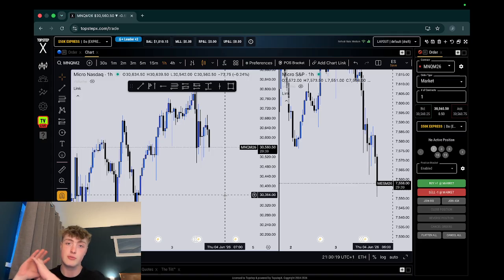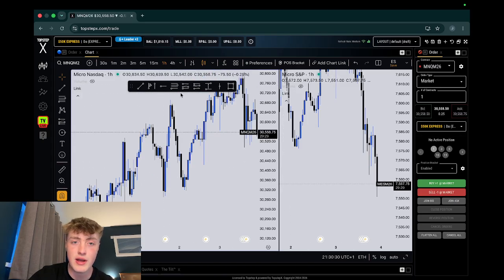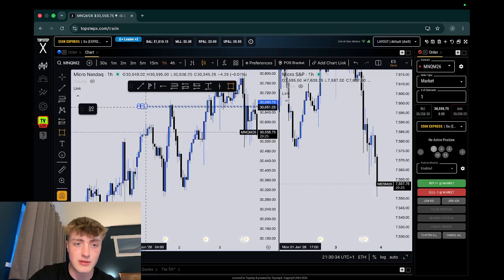hit either some big liquidity, which can be data lows, session lows, hourly lows, 4 hour lows. By the way, lows are the low of a move. So this here, what's the best way to do this?